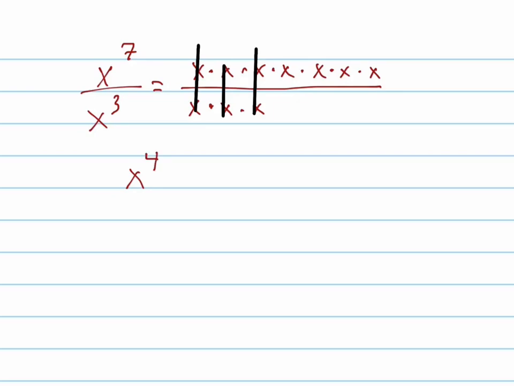How could I get 4 from 7 and 3? Yeah, so the formula for these is 7 minus 3, which equals x to the 4th.